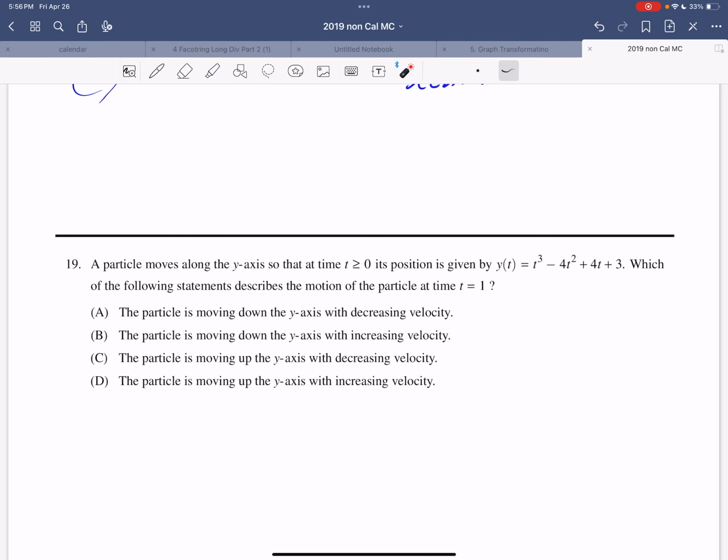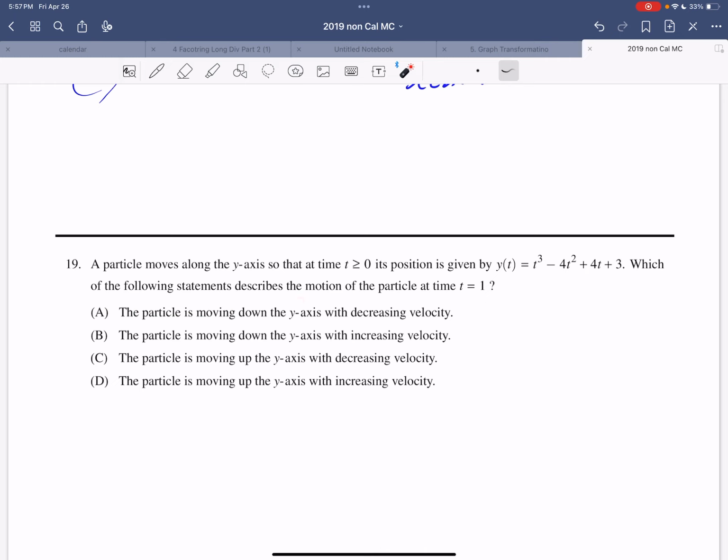Now let's try question number 19. Oh my goodness. So it says a particle moves along the y-axis. So, okay, it's moving up and down. So that represents this one. Which of the following statements describes the motion of the particle at t equals 1? So let's look at this.